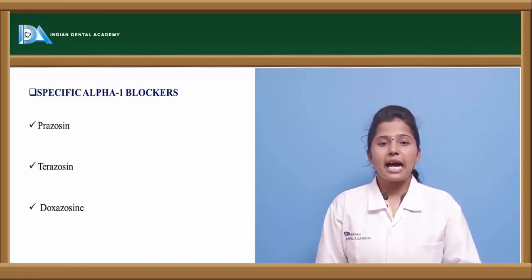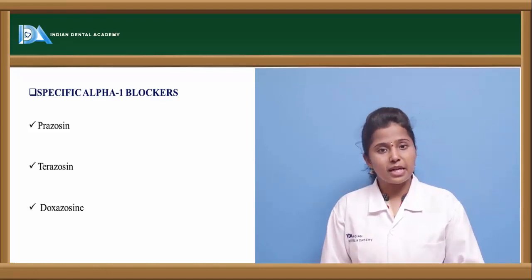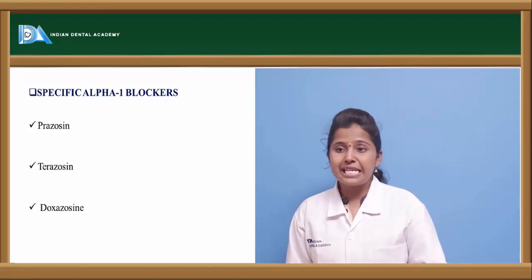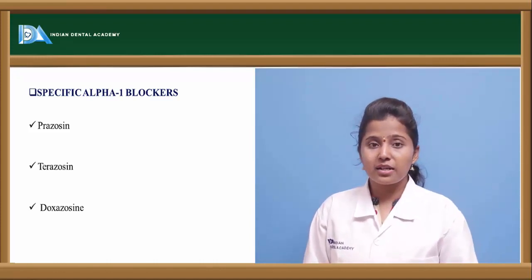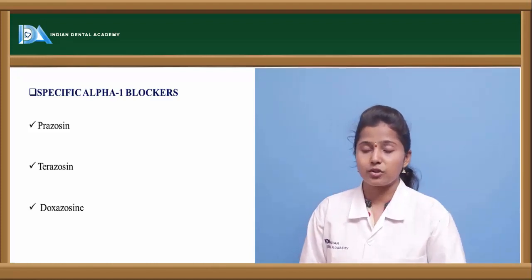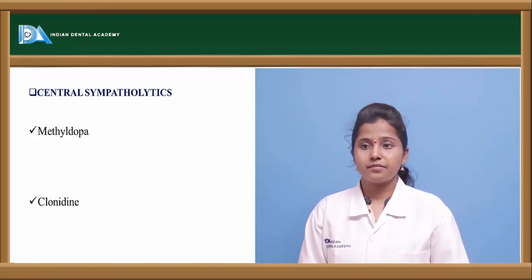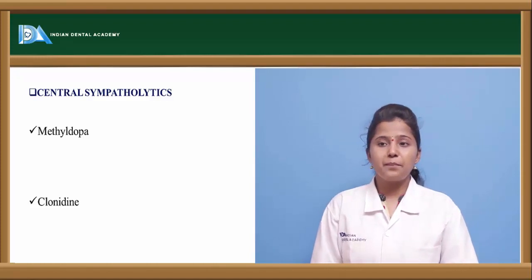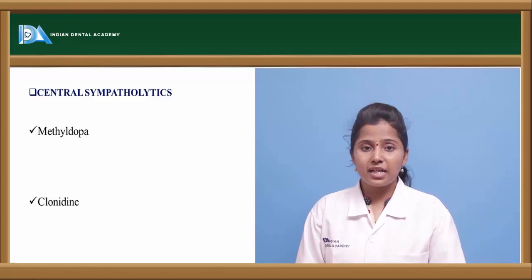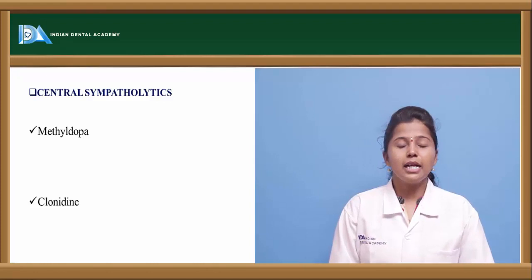Next, selective alpha-1 blockers. Adrenergic receptors are of two types, alpha as well as beta. Alpha also has types, alpha-1 and alpha-2 receptors. So these selective alpha-1 blockers will bind to the alpha-1 receptor and exert their action. The drugs include prazosin, terazosin and doxazosin. Central sympatholytics. Central sympatholytics are the drugs which act on the sympathetic nervous system and exert their action. They are methyldopa and clonidine.